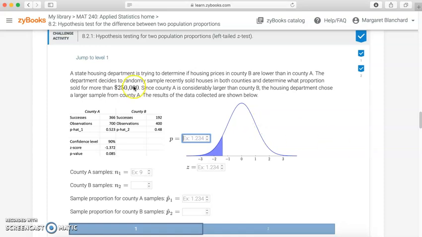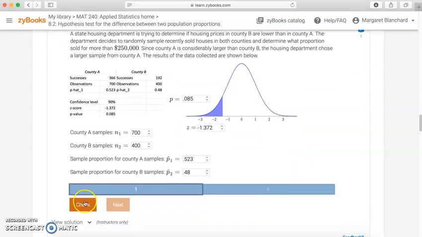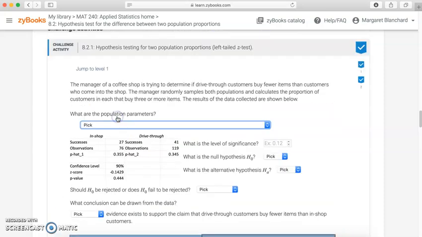So let's go ahead and pull our numbers from this Excel output. We have our p-value right here, 0.085. Our z is that z-score, negative 1.372. Our n for County A samples, we have 700. And our County B number of samples is right here at 400. The sample proportion for County A is right here, it's 0.523. And our County B sample proportion is 0.48. Let's check that.